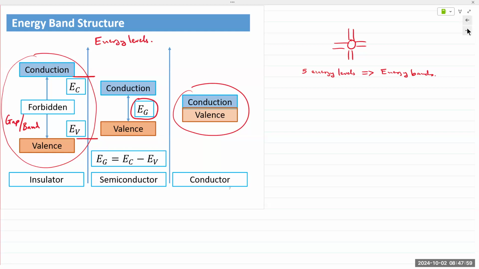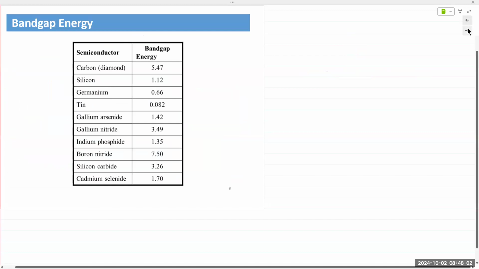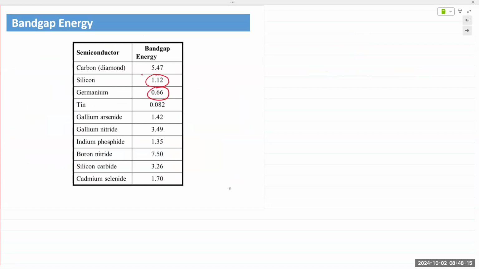If we look at the EG values for some of the most common ones, we see silicon is right here at 1.12. Germanium is actually even better, 0.66. But again, there are several reasons why silicon is the most preferred choice. I'll go on a bit of a tangent. Silicon has an oxide that is an excellent electrical insulator. When you oxidize silicon, it creates silicon dioxide, SiO2, and SiO2 is an excellent electrical insulator.